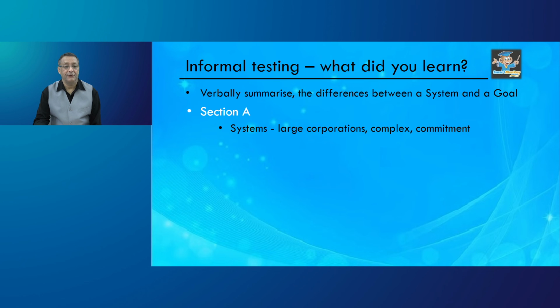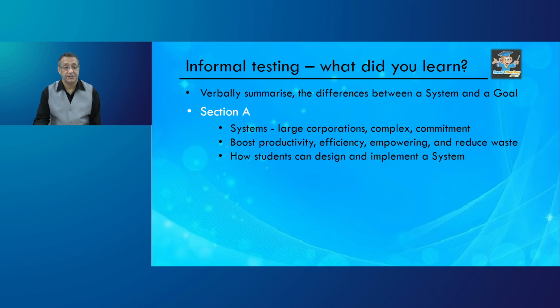In section A, we looked at systems. We looked at large companies, how they use systems. Systems are complex, they need commitment. They boost productivity, efficiency, they're empowering, and they reduce waste. So we also looked at an example, how students can design and implement a system. Again, just a quick reminder, focus on targeting activities that will help you improve your academic skills. As your academic skills improve, your grades automatically will improve.